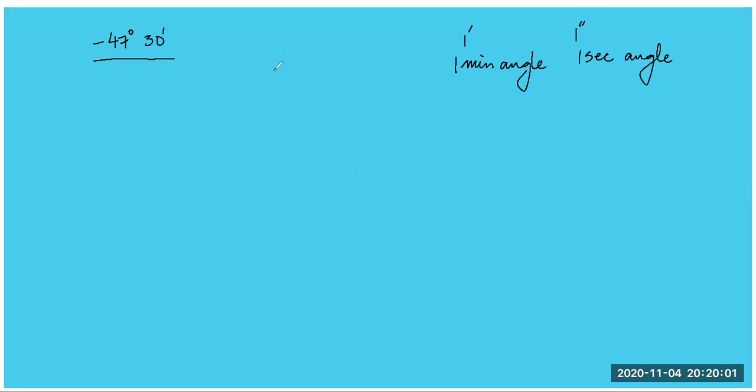So this minus sign simply means, students, that, yeah, tell me, Jasmine, am I going clockwise or anti-clockwise? If it is a minus sign, what does this indicate? Clockwise. Correct. I'm going clockwise. So this angle is like this, right? So this is the angle. This is minus 47 degrees and 30 minutes. How do I convert this into radians?